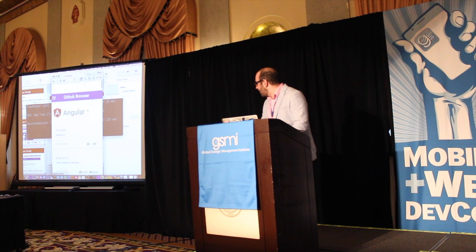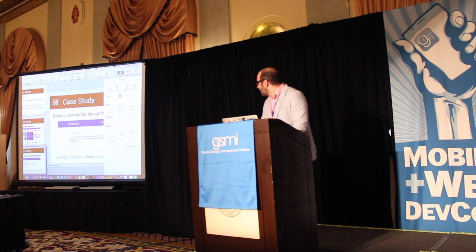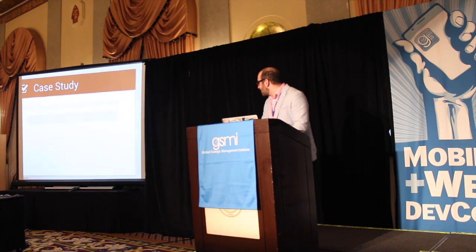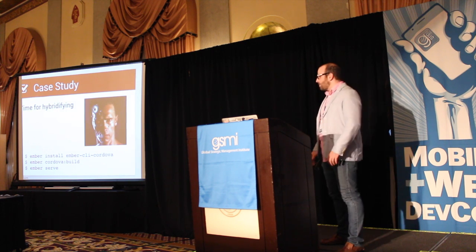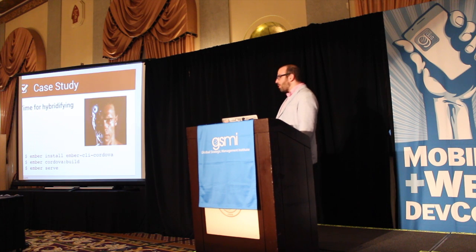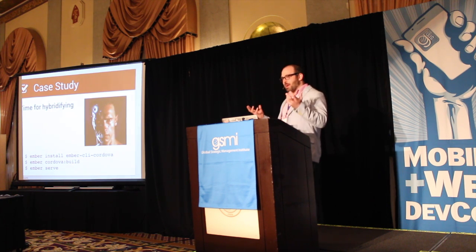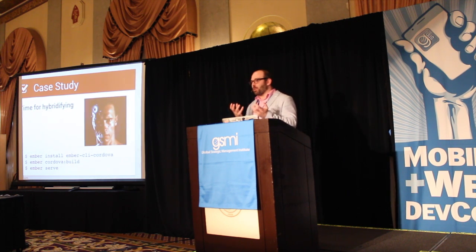All right, so we can go back to the slides here. All right, so now we have to hybridify it, right? We need to create the Cordova app. So we're going to have the hybrid web app. We're going to have Cordova, which will build an Xcode project for us that we can open, right? We could add Swift to it or add Objective-C to it. But with Ember, it's 3 commands.